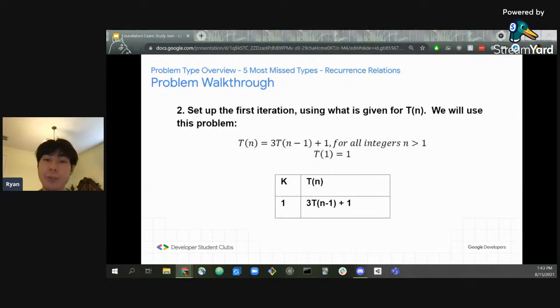Then we're going to set up the first iteration. Let's work on this problem in particular. In this problem, we have t of n is equal to 3t of (n minus 1) plus 1. And then we have a base case, if you look underneath that line, of t of 1 is equal to 1. Now for the first iteration, like I mentioned earlier, the first iteration is always going to be the base t of n. In other words, whatever is given in the problem statement. So it's very easy. Whatever I'm given is whatever I'm plopping down for the first iteration.